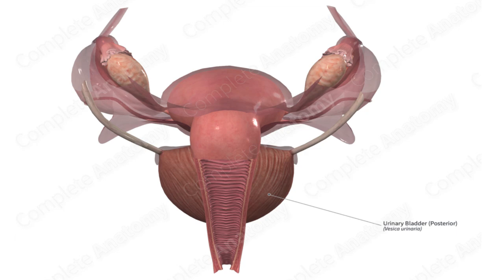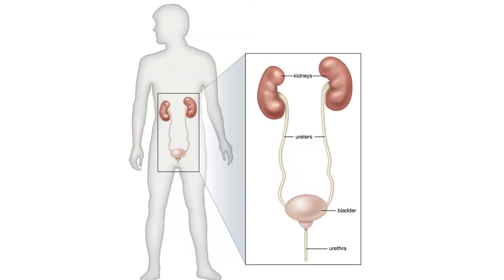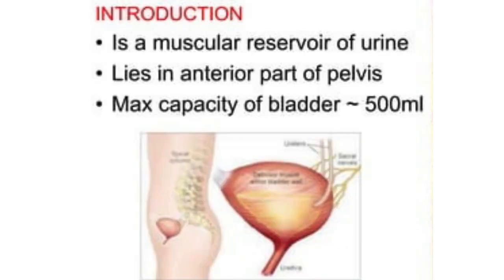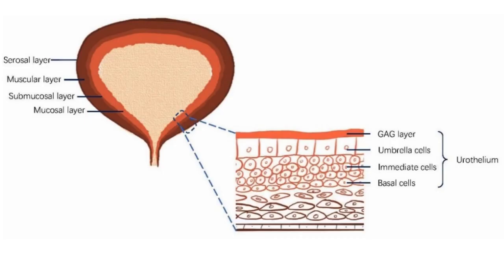Shape and size: The bladder is roughly spherical when full and flattened when empty. It can hold between 300 and 500 milliliters of urine, though it can stretch to accommodate more.